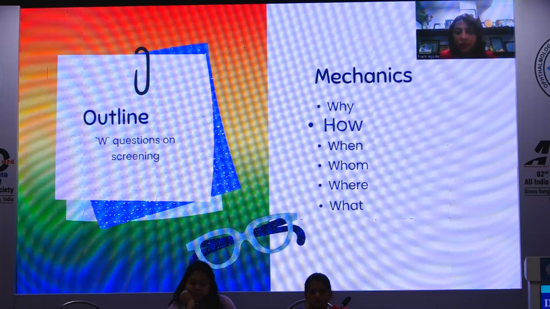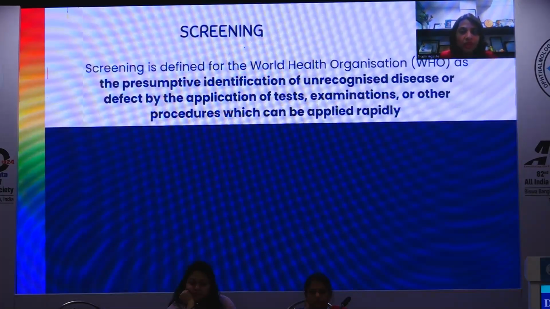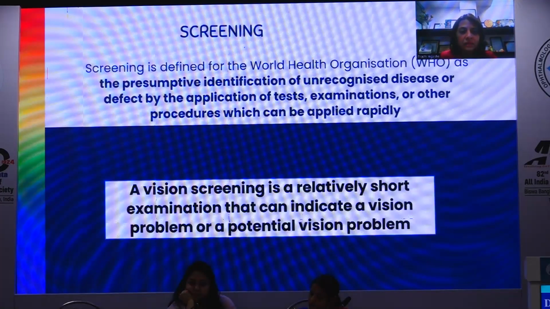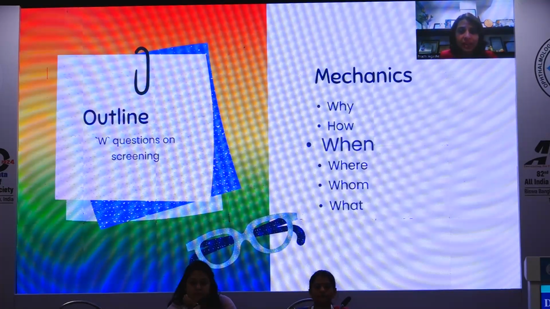The how is going to come again. This question I have divided in two parts. So how do we deal with this problem? So screening is something which is a very effective means of tackling it. The definition that I have put on the top is a WHO definition and a bit complicated. A simple way of defining screening is a relatively short examination that can indicate a vision problem or a potential vision problem. So when do we conduct these screening camps?